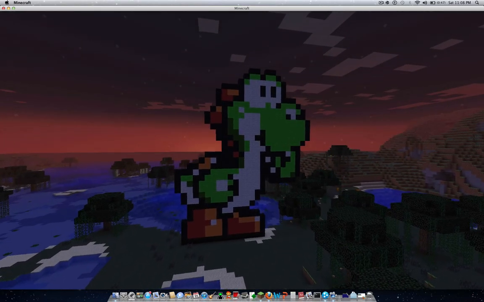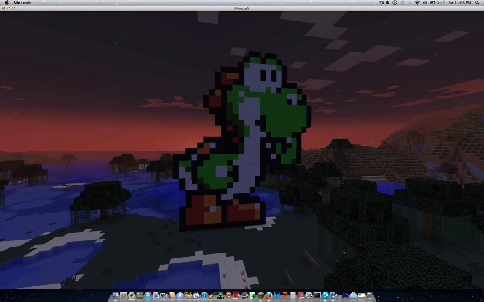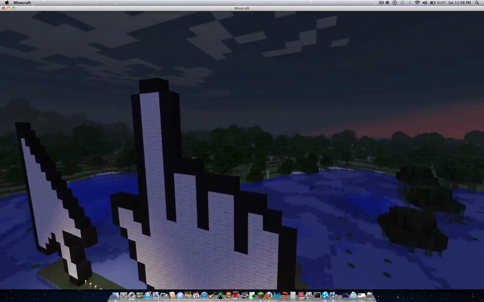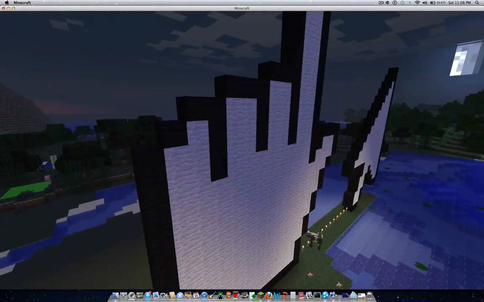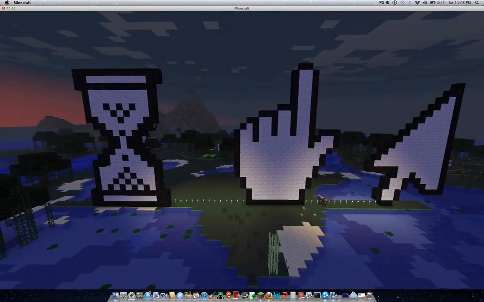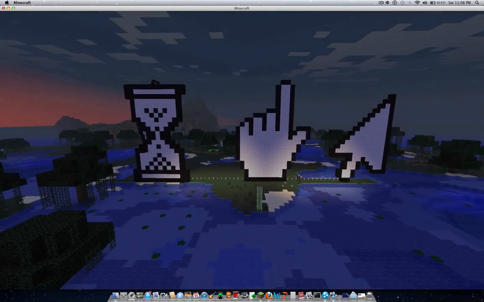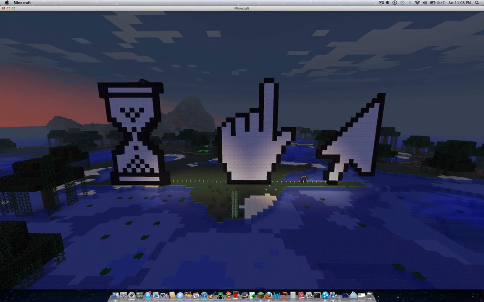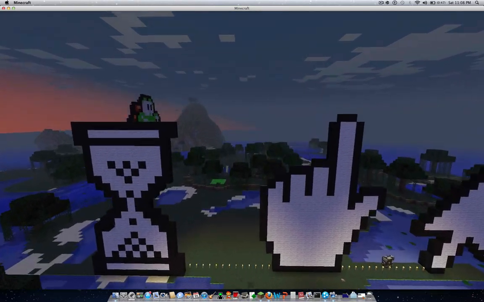Oh yeah, there's Yoshi from the previous one. Hi Yoshi. So yeah, they only needed black and white wool, and it was quite easy to make, as far as I'm concerned. So yeah, they don't look as good from behind for some reason.